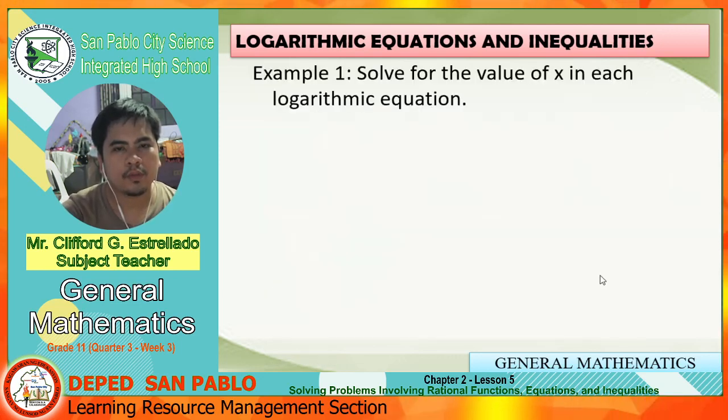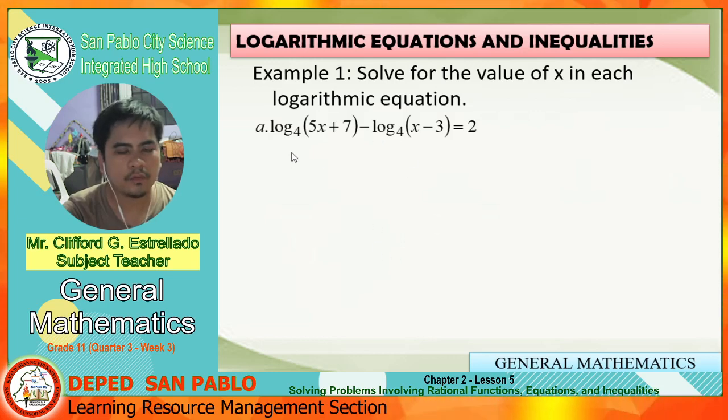So, example, solve for the value of x in each logarithmic equation. Letter A, logarithm of quantity 5x plus 7 with the base of 4 minus logarithm of quantity x minus 3 with the base of 4 is equal to 2. So, we can write this as a single logarithm.